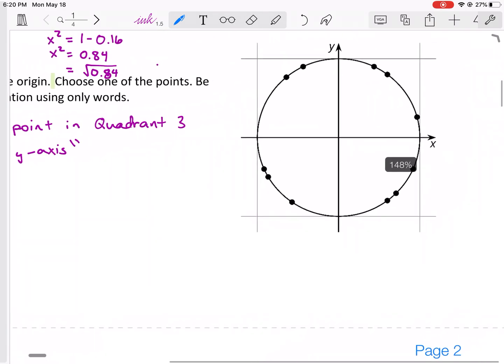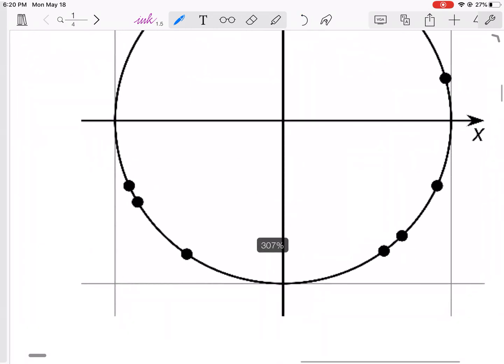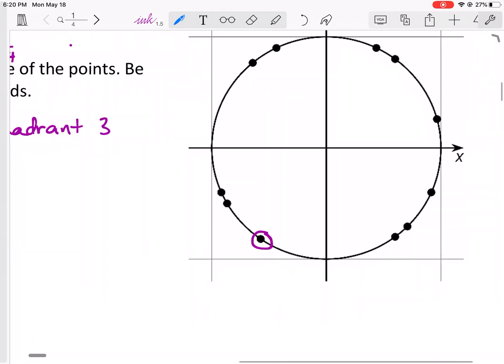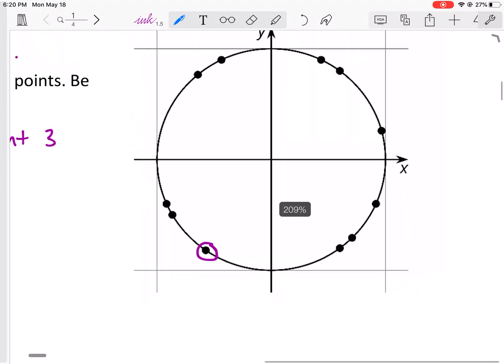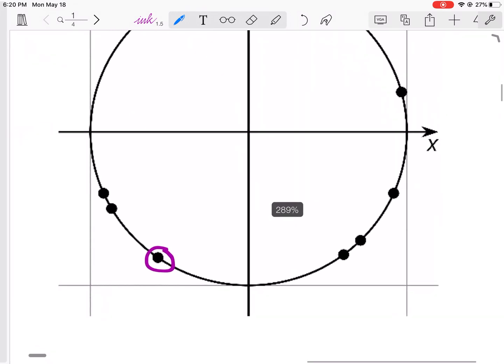Okay, hopefully you paused it. Here's the circle. I'm describing something in quadrant 3, so it has to be over here. And then I mentioned that it's closest to the y-axis. So this would have to be the point I'm talking about. You can describe any points in that nature, but one really handy way to do it.